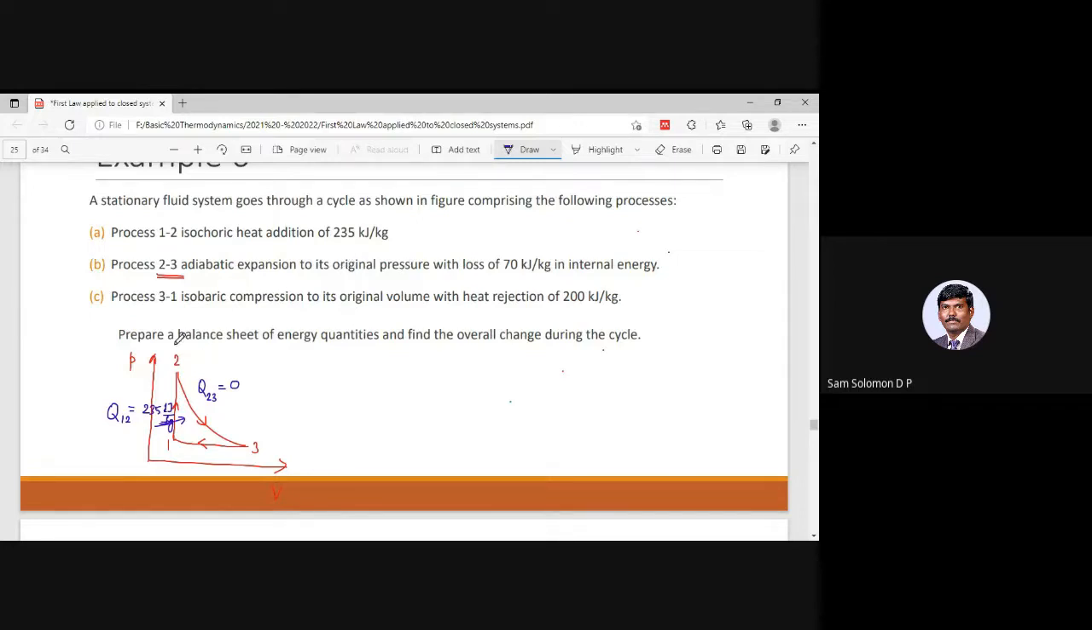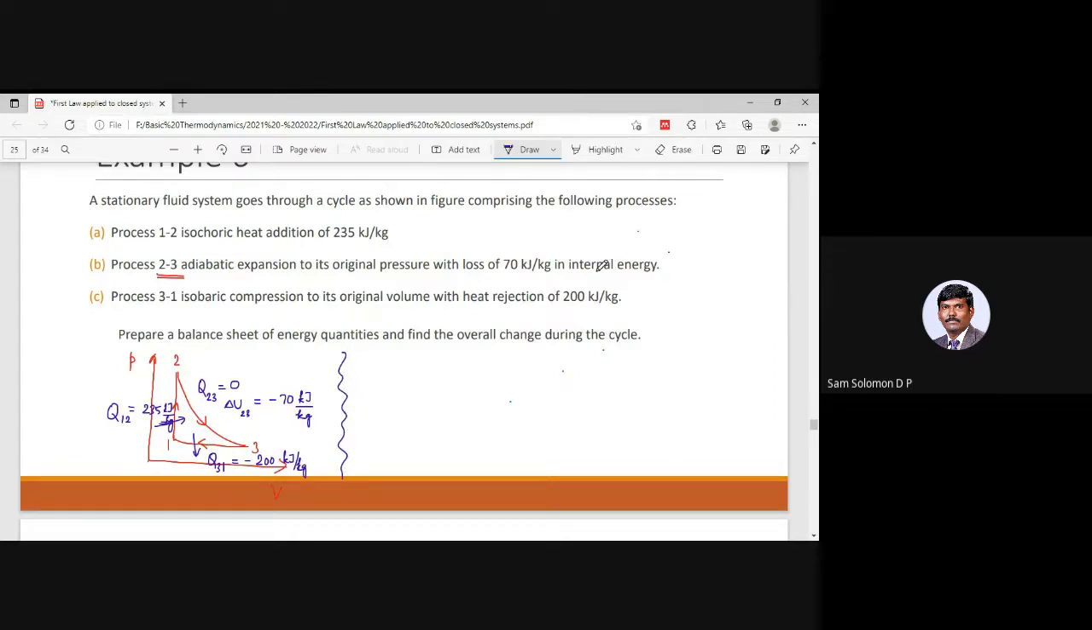And it is coming back to its original pressure with a loss of 70 kilojoule per kilogram. So delta U23. There is a loss, which means a decrease in internal energy. So minus 70 kilojoule per kilogram. That is given to us in the problem. The third one is isobaric compression with heat rejection. So you are going to have heat rejection here. So Q31 heat rejection is negative, minus 200 kilojoule per kilogram. So this is what we have.